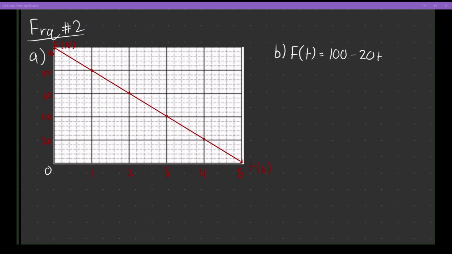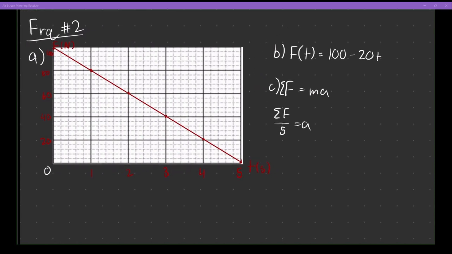Part C asks us to find a function for the acceleration. The acceleration can be found by saying net force is equal to ma, so net force over m is equal to a. In this situation the mass of the object is 5, so you could just say net force over 5 equals a. Essentially we take this equation and divide everything by 5 to find a. So a of t equals 20 minus 4t.